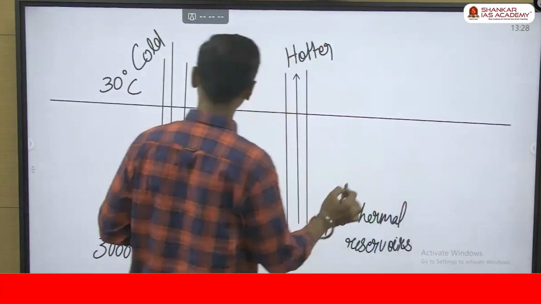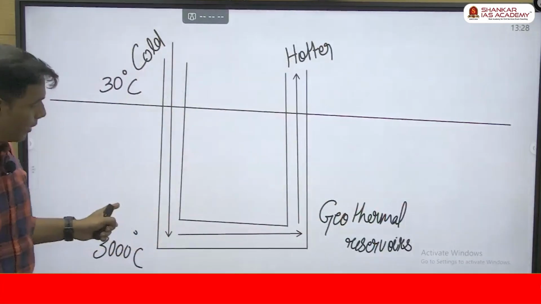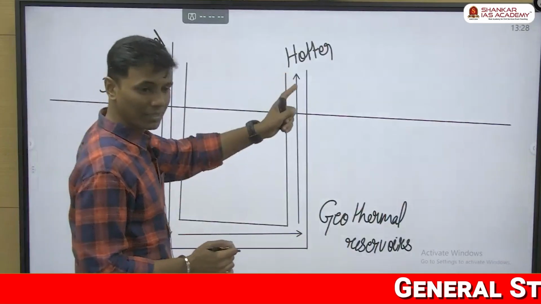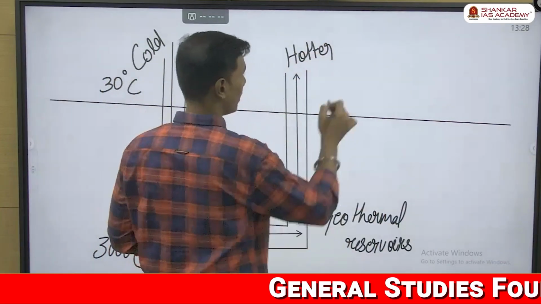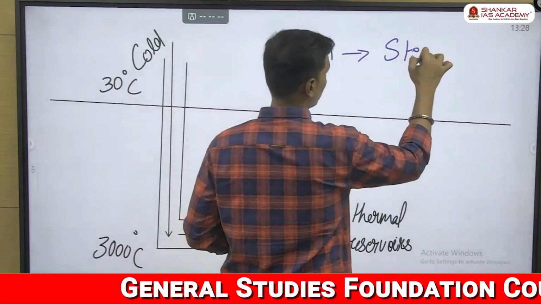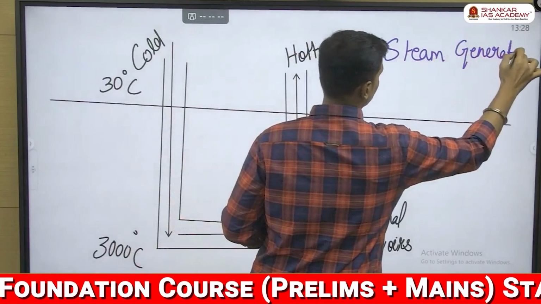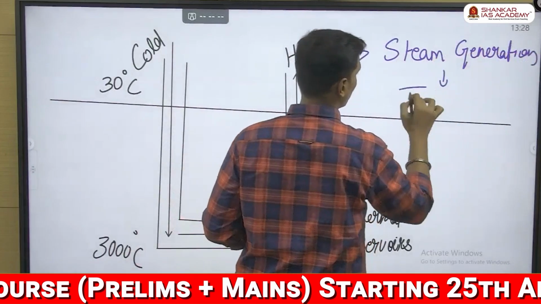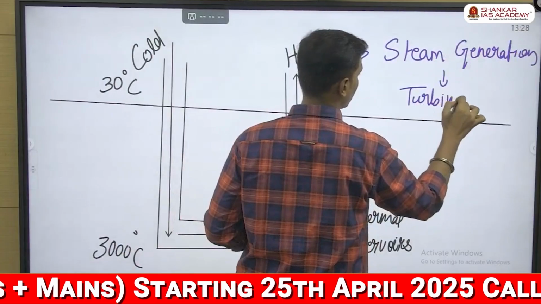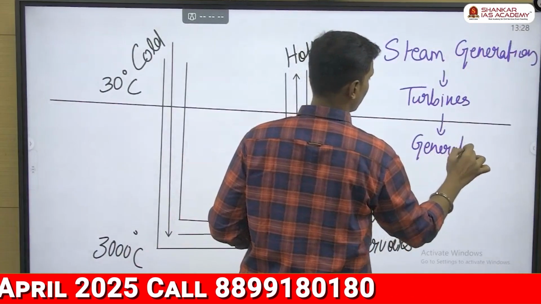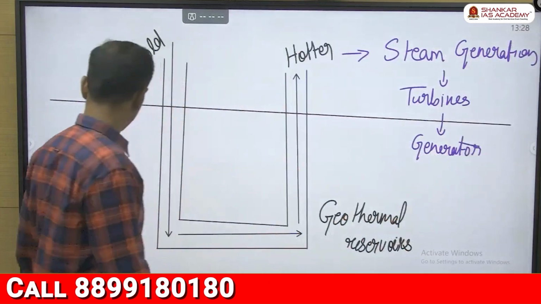We'll repeat once again, you're sending cold materials inside. It reaches the geothermal reservoirs, which are having higher temperature, gains the temperature, comes out of the ground, and then this will be sent to steam generation. When the steam is generated, it will be attached to turbines. Turbines will be attached to a generator. Generator will produce electricity. So this is called as geothermal energy.